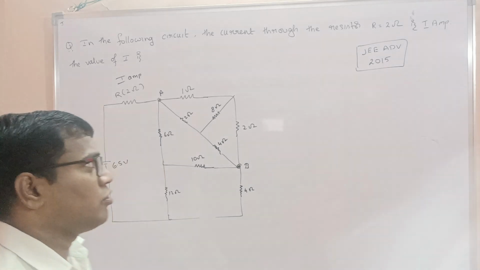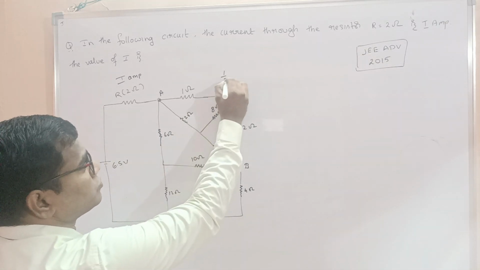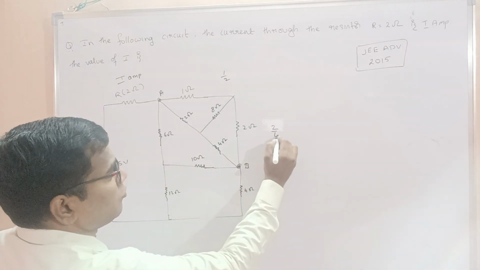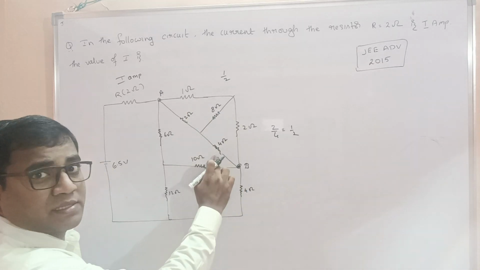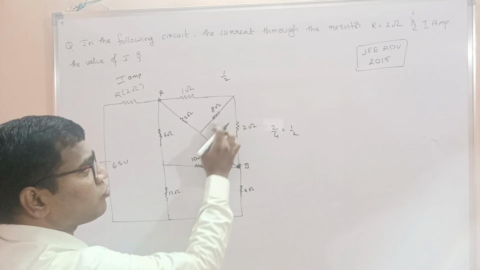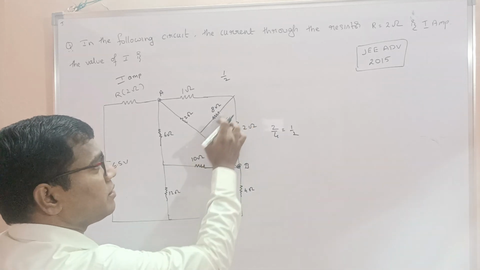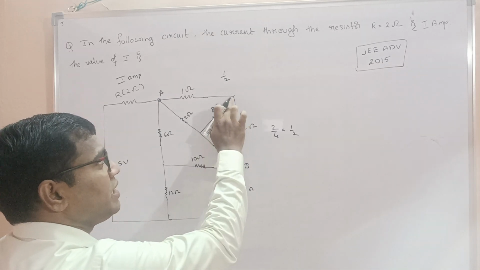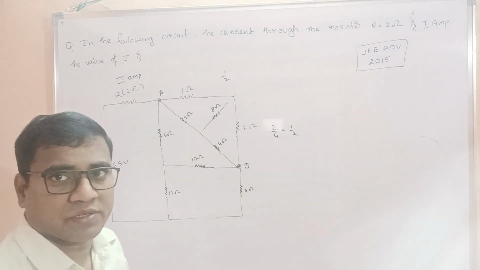If you see here, P by Q is nothing but 1 by 2. And here R by S is 2 by 4, which can be written as 1 by 2. Which means P by Q is equal to R by S. When P by Q is equal to R by S, there will be no flow of current through the galvanometer resistance. So in this junction there is no current, which means simply we can remove this resistance. I hope you understood, right?